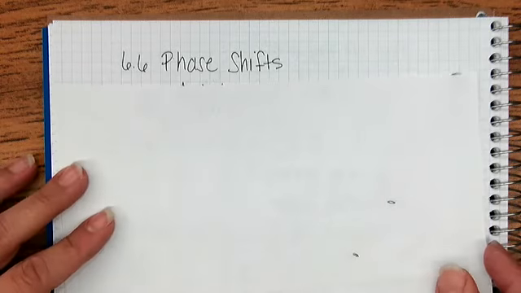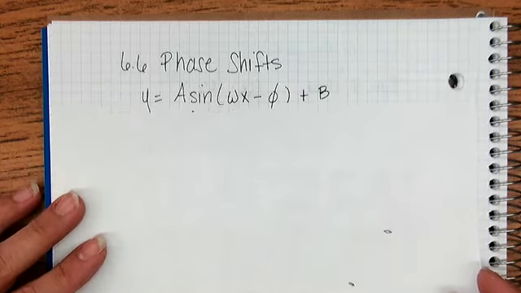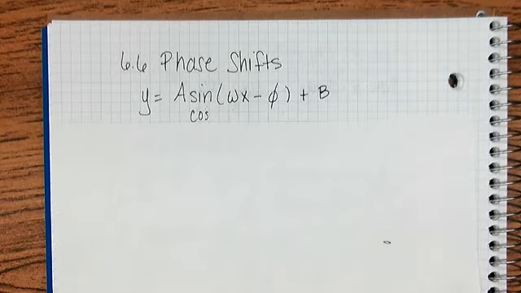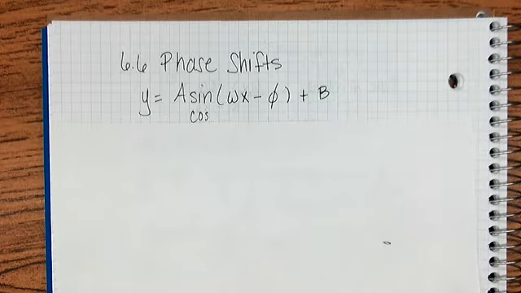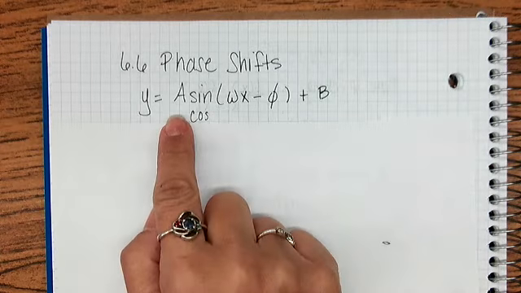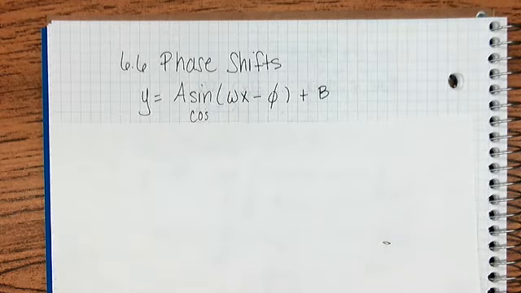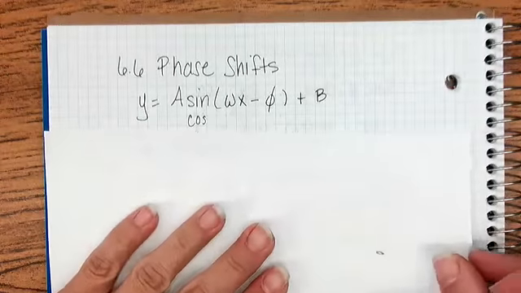Here we go. Lots of new letters are going to be introduced. The generic form of a sine or a cosine curve with shifts is known as A, which stands for the amplitude, sine or cosine, omega x minus phi plus b. The W, what looks like a W, is omega.